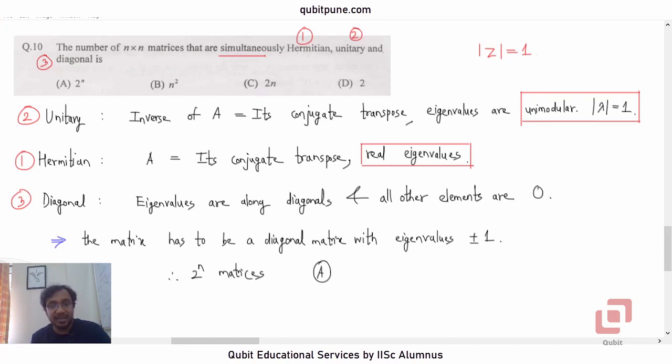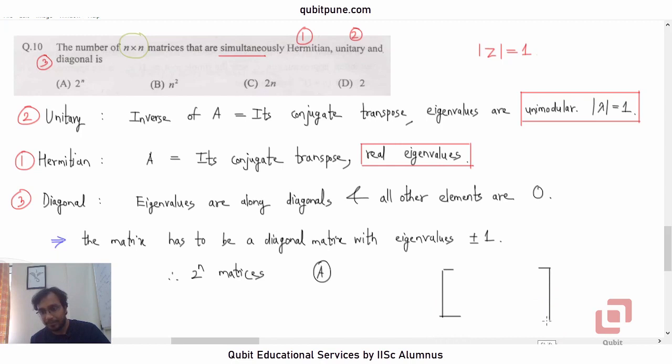And what is the size of the matrix? The size of the matrix is n by n. So we have n places to be filled, either by 1 or negative 1. And if we apply the multiplication principle, it will be 2 raised to n.